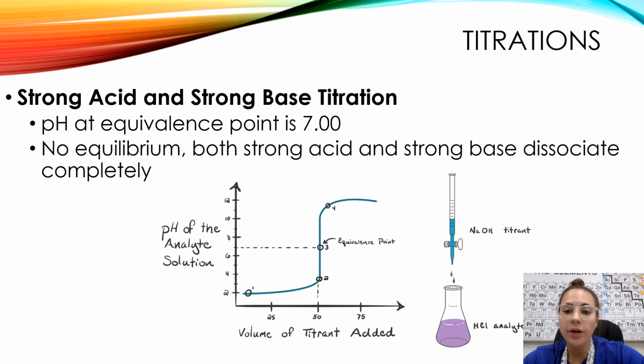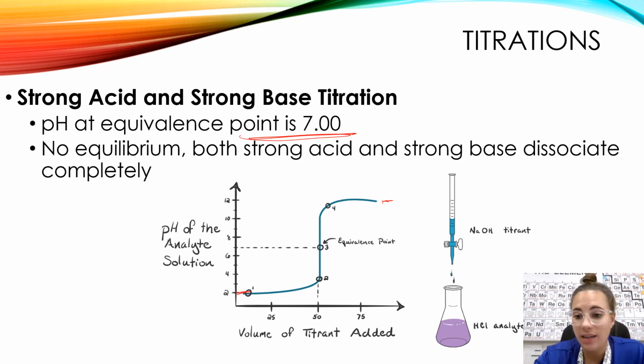So something important to know about strong acid, strong base titrations. So we're starting with strong, both of them fully ionized. And so we're going to start with very low pH and we're going to end with a very high pH, or flip-flop. But either way, they're going to be pretty low and pretty high because we're dealing with strong acids and bases. Another key factor is that the equivalence point is 7.